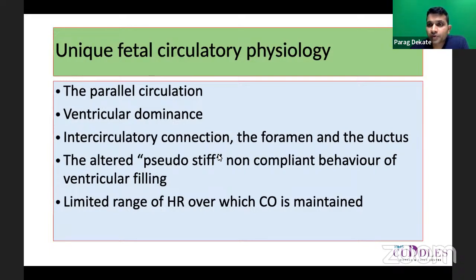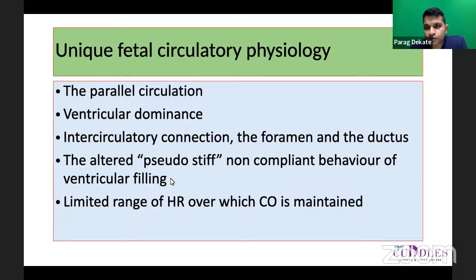Intercirculatory connections, as we discussed, could be the foramen ovale, ductus venosus, placenta. All those things are really important. One thing which is very unique for the fetal circulation is pseudostiff. The ventricles are pseudostiff. They behave like they are not contractile at all, or they are less contractile, or they have less relaxation. What do you mean by less relaxation? It means they don't expand too much.